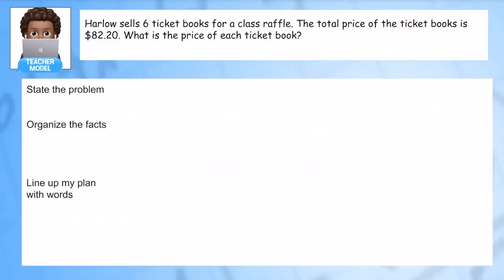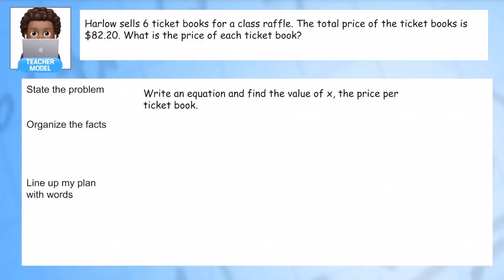Okay, watch as I use SOLVE to go through this problem. Harlow sells 6 ticket books for a class raffle. The total price of the ticket books is $82.20. What is the price for each ticket book? So basically I need to write an equation to find the value of x, which is the price of ticket books. I know she sold 6 books and I know the total cost was $82.20.